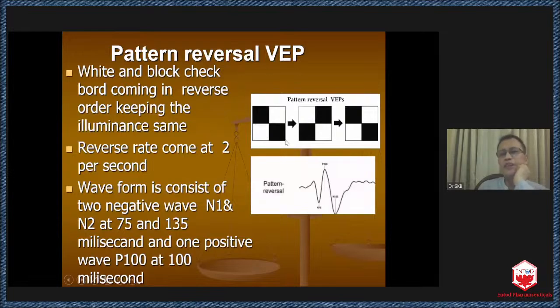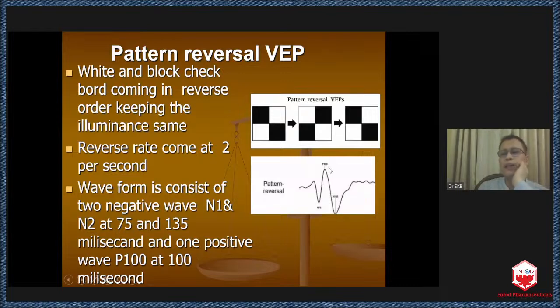Here the visual stimulus is a white and dark checkerboard which are applied alternately. You see here, this black becomes white, again black. Like that, alternate black and white visual stimuli are applied. This alternation or reversal is applied at 2 per second. Here you will get one wave pattern where you will get two negative waves, N1, which comes at 75 milliseconds, and N2, which comes at 135 milliseconds.